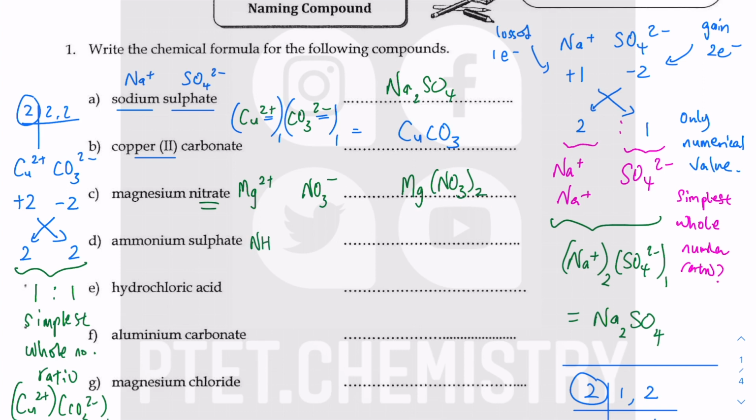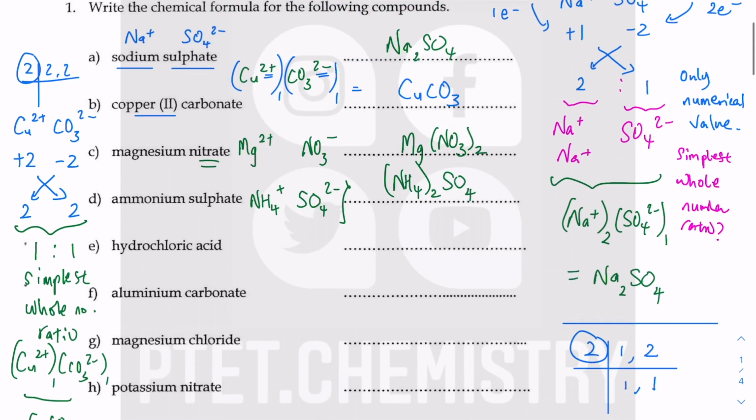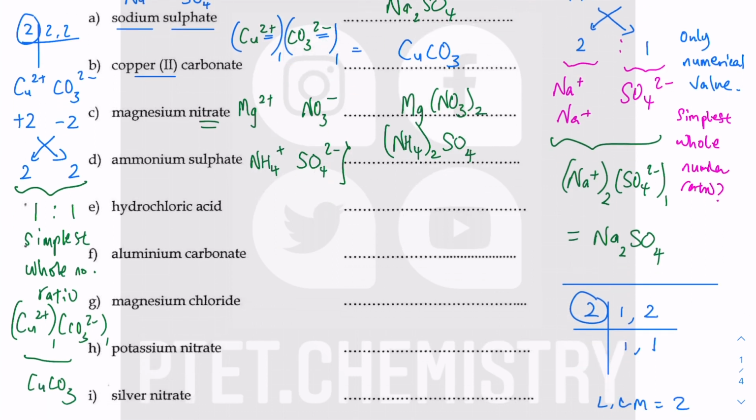Ammonium sulfate is NH4+, SO4 2-. This is a +1, this is a -2, so it cannot be 1:1. Instead, what you have is 2 of the ammonium ion, 2 of the +1, and 1 of the SO4 2-, so I don't need to put the SO4 in the bracket. Okay, so I'm going a little bit faster now, but you should be able to catch through this.